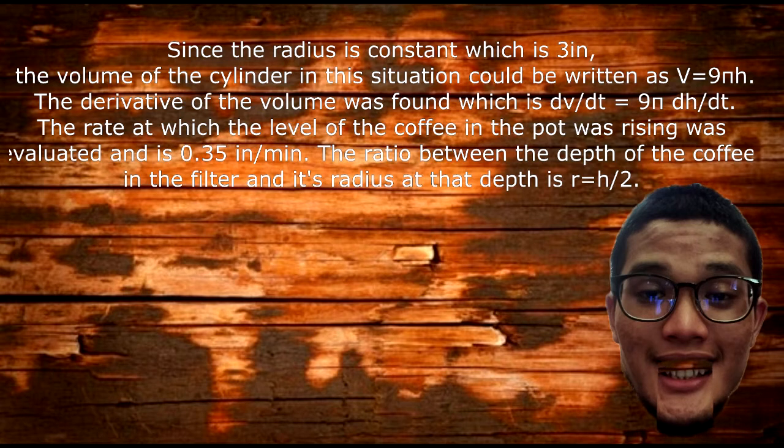The rate at which the level of the coffee in the pot was rising was evaluated at 0.35 in/min. The ratio between the depth of the coffee in the filter and its radius at that depth is r equals h over 2.